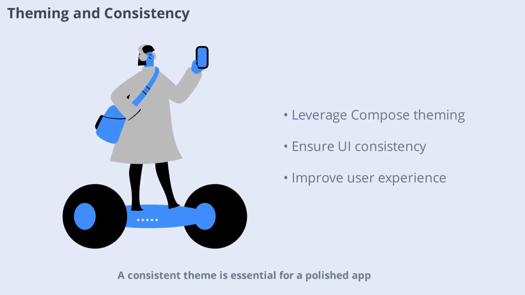A consistent theme is essential for a polished app. Senior developers leverage Compose's theming system to ensure colors, typography, and shapes are consistent throughout the app. This not only improves the user experience, but also makes the code easier to maintain.